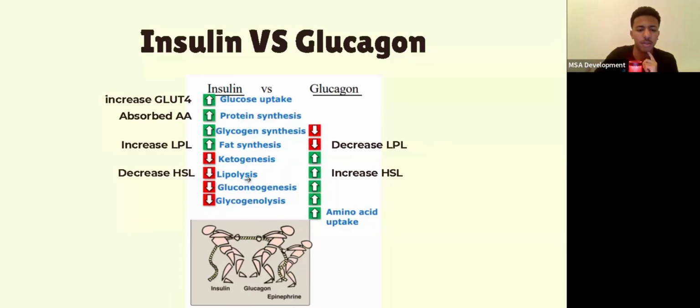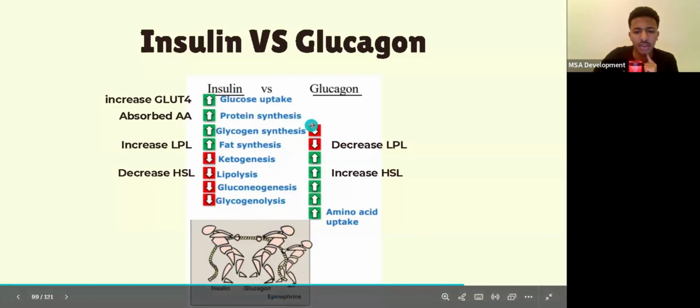You don't need fats in the blood. You already have so much glucose. You instead want to build fats. You don't want to break down fats. And then you have gluconeogenesis, which is decreased when insulin is released. It's pretty straightforward. You have so much glucose in the blood, you don't want to build new glucose. And glycogenolysis is also decreased. You already have so much glucose, you don't want to break down glycogen to give you even more glucose.